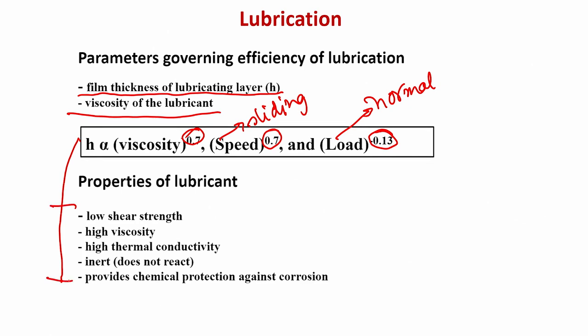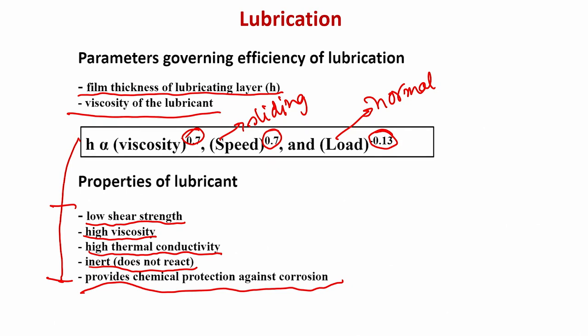In view of this particular equation, what are the properties of a lubricant? There are five properties I have mentioned. A good lubricant should have a low shear strength and high viscosity. Third, it should have high thermal conductivity, fourth, it should be inert and not react, and fifth, it provides chemical protection against corrosion. So, what it means is that suppose two solids at the contact corrode each other, the lubricant should stop this corrosion and give this protection. And the lubricant should not react with the material, so that tribochemical reaction does not happen.